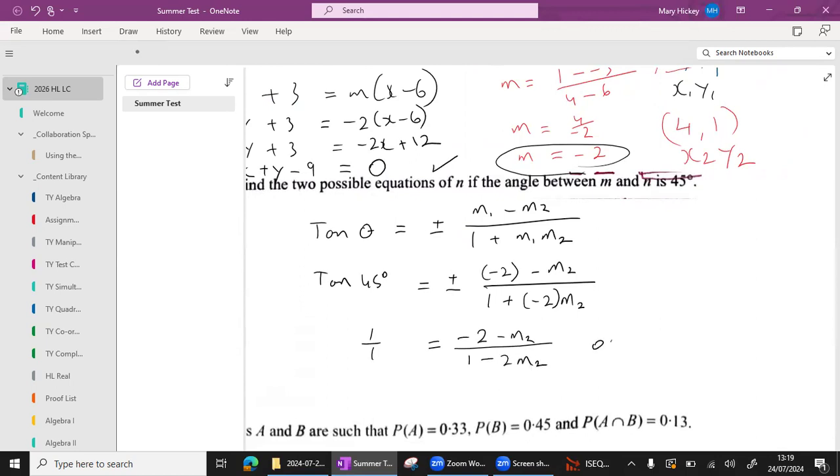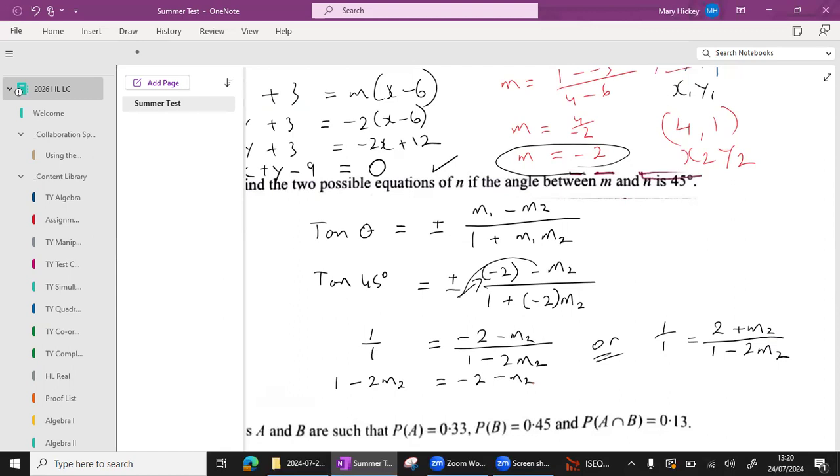And then the other possibility is, this time I have to apply the minus. So that minus has to be applied here, positive 2. It has to be applied here, positive m2. And then we obviously don't need to worry about the bottom because I've already applied the sign on top. So then we cross multiply. 1 minus 2m2 is equal to minus 2 minus m2.